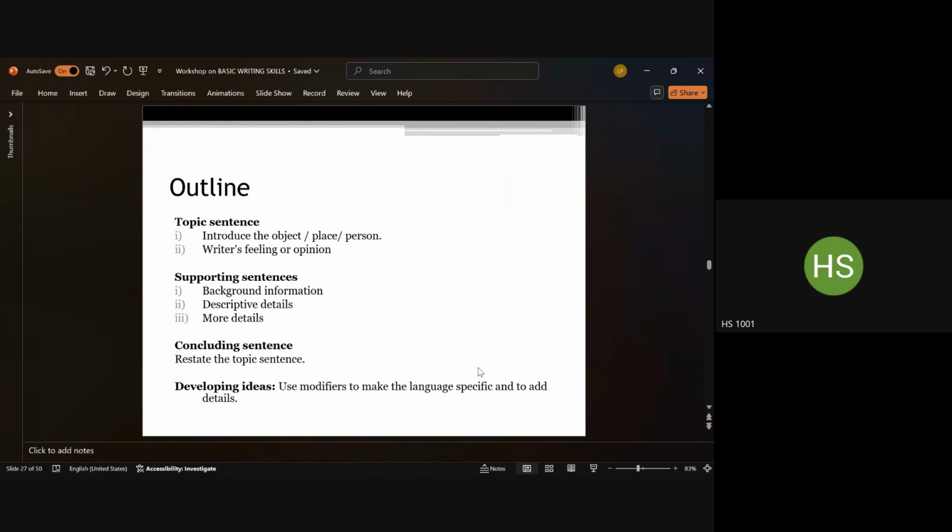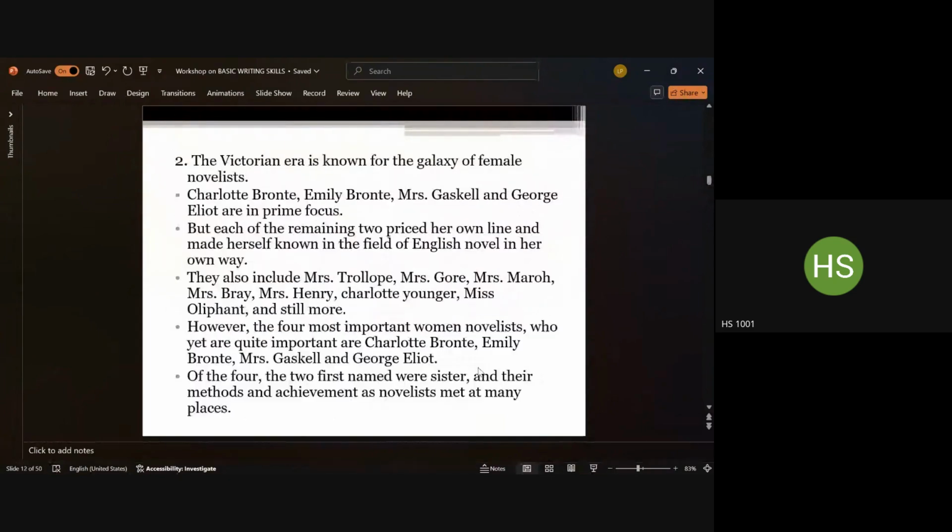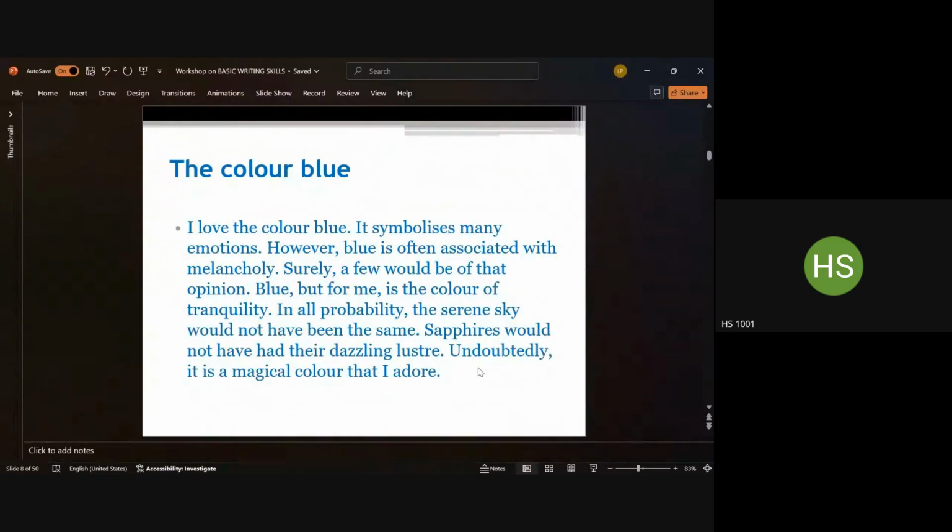And then the concluding sentence, which is obviously the last component in any paragraph. You restate the topic sentence. Again, this is open to the writer's discretion. If it is a smaller paragraph, you basically just restate the claim that is made in the topic sentence. Something similar to what we saw in that other paragraph that we looked at, the color blue. Remember this one? So I love the color blue. Undoubtedly it is a magical color that I adore. Okay, so something along that line you can wind up with for a standalone paragraph in a descriptive sense.